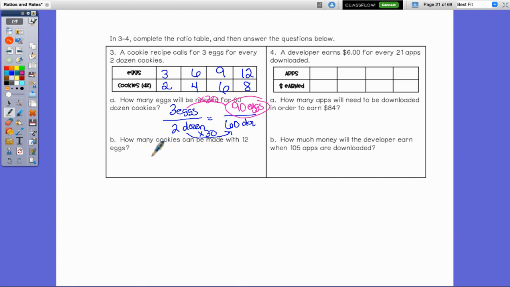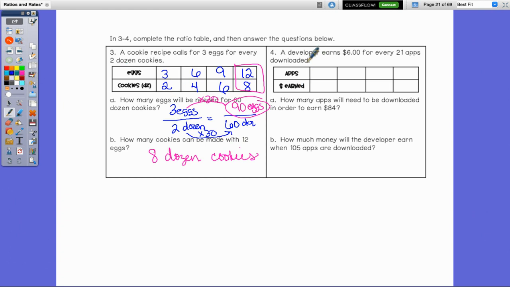How many cookies can be made with 12 eggs? Well, I found that up here. Yay me. So I can make 8 dozen cookies using 12 eggs. Love it when that's in my table.